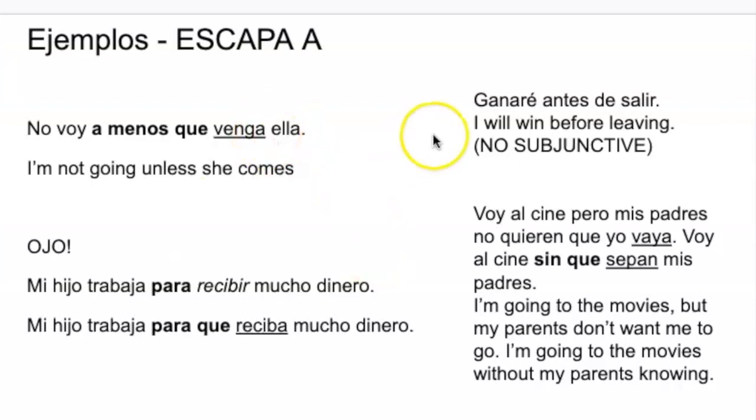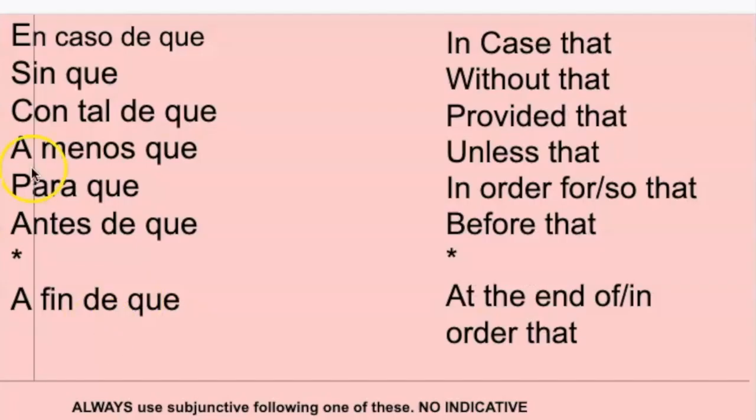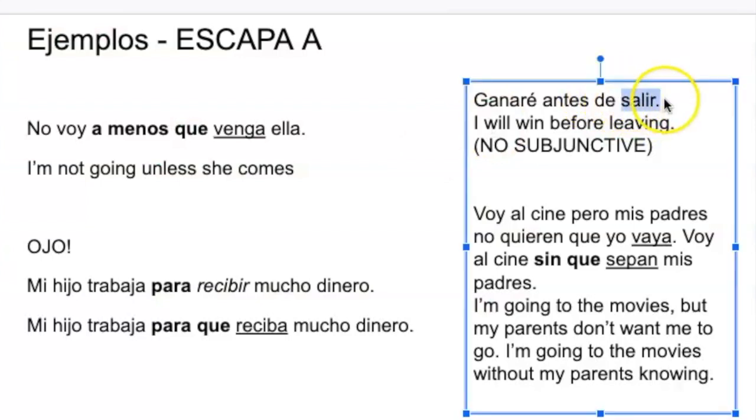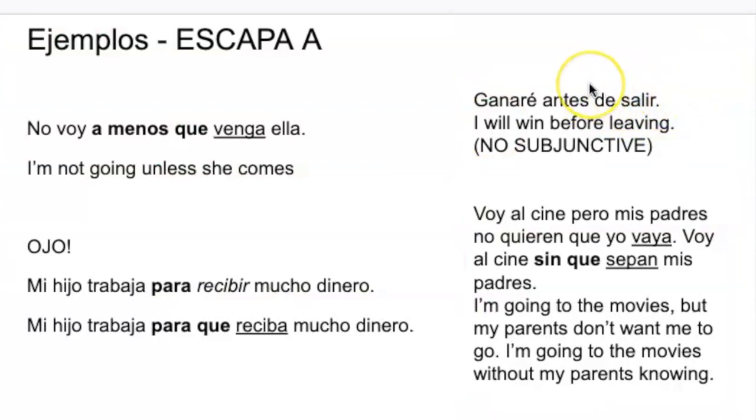Okay, here's another thing to notice. Ganaré antes de salir. Antes de que was one of them, like we said. However, there's no que. And in this example, it'd just be the infinitive, because it is not ESCAPA. It needs the que. That's what makes it subjunctive.